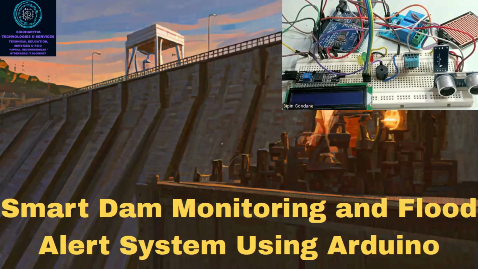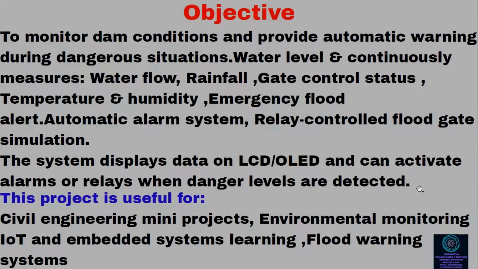It can be used for dam safety, reservoir monitoring, that is the level of water, flood monitoring, and it can also be used for irrigation systems. All right, so let's go to this. Let's see the objective: to monitor dam condition and provide automatic warning during dangerous situations.